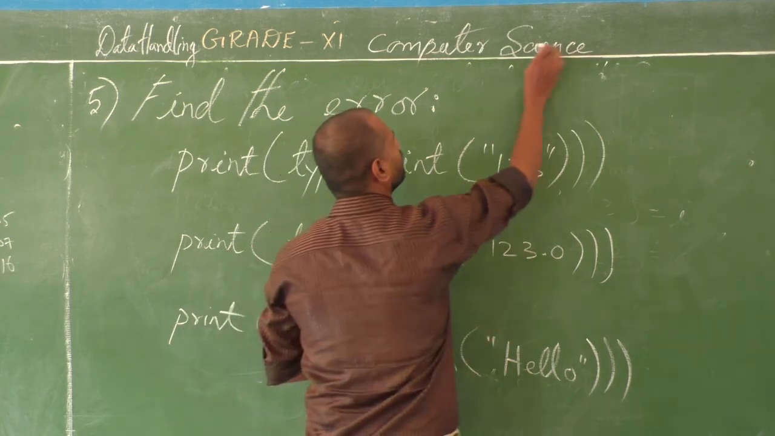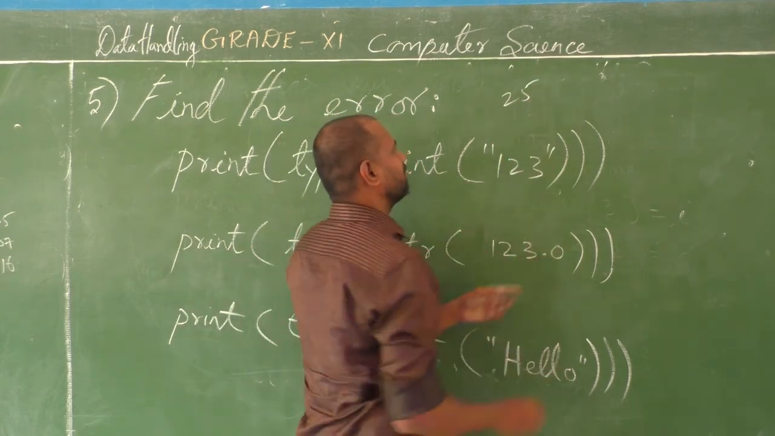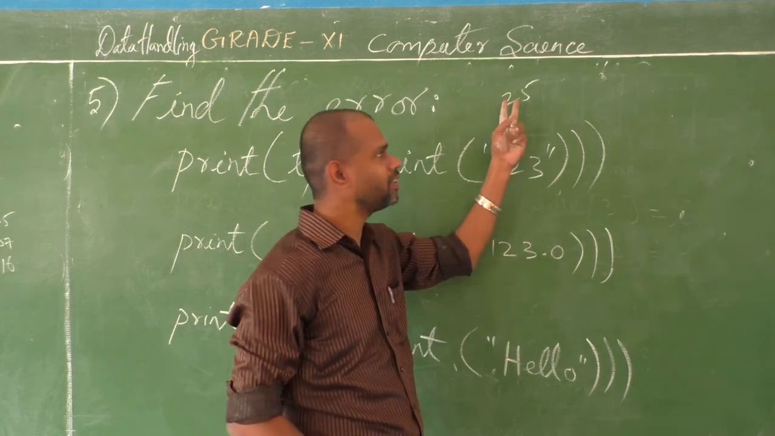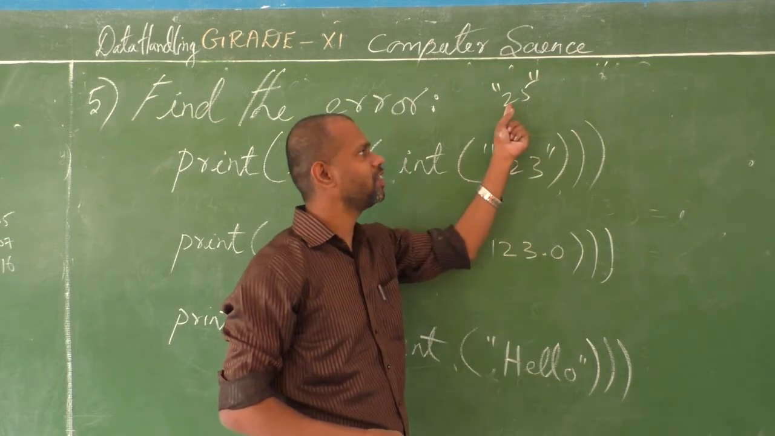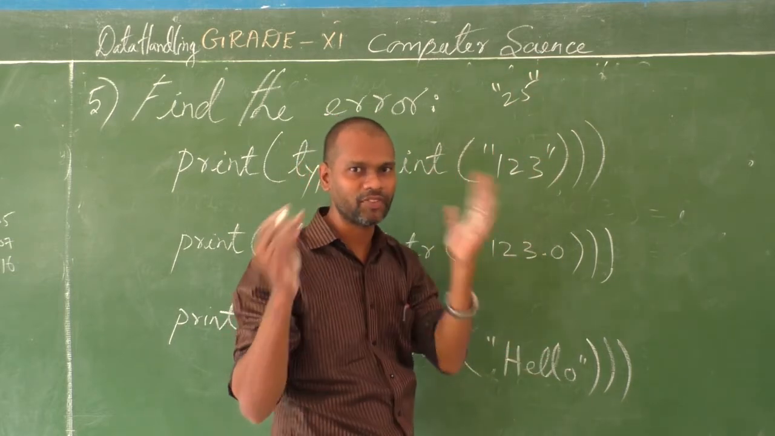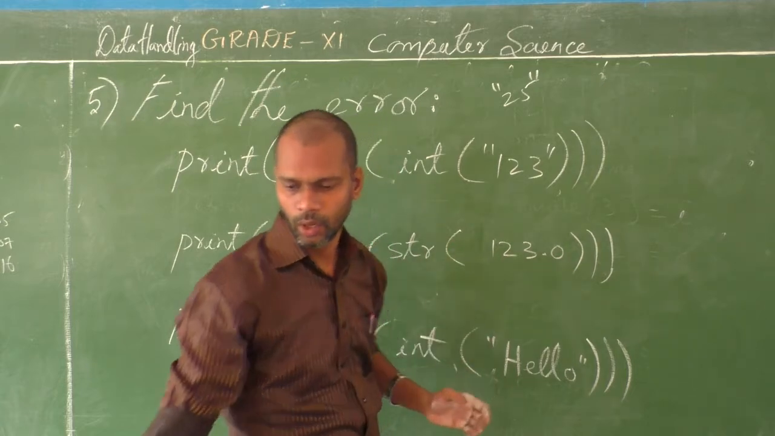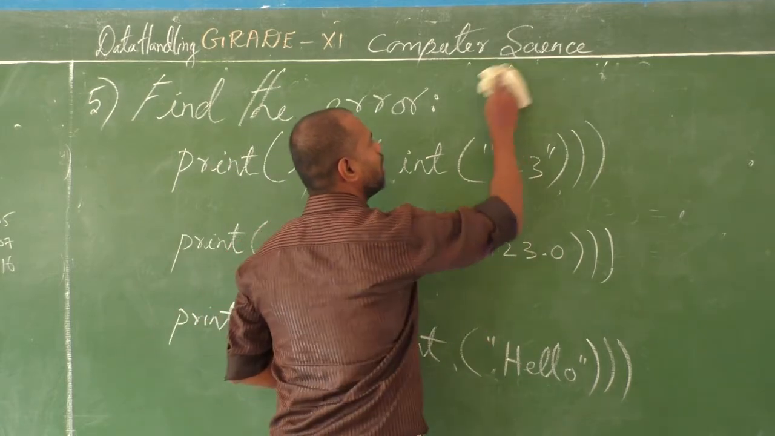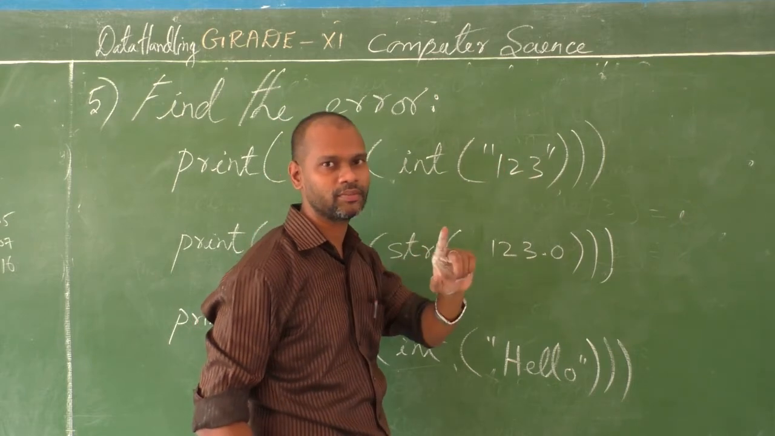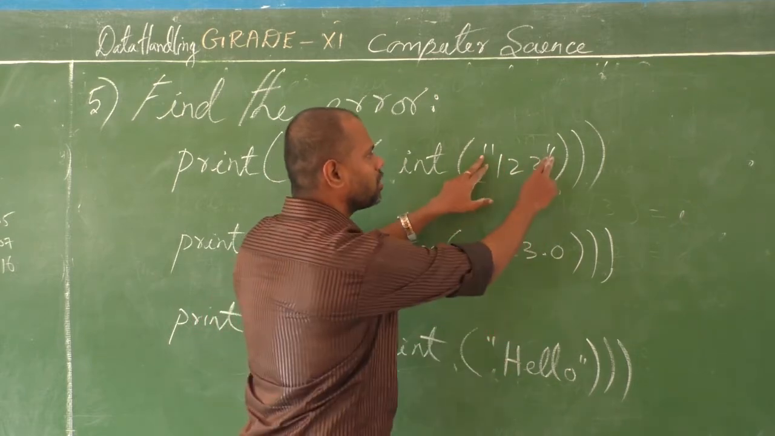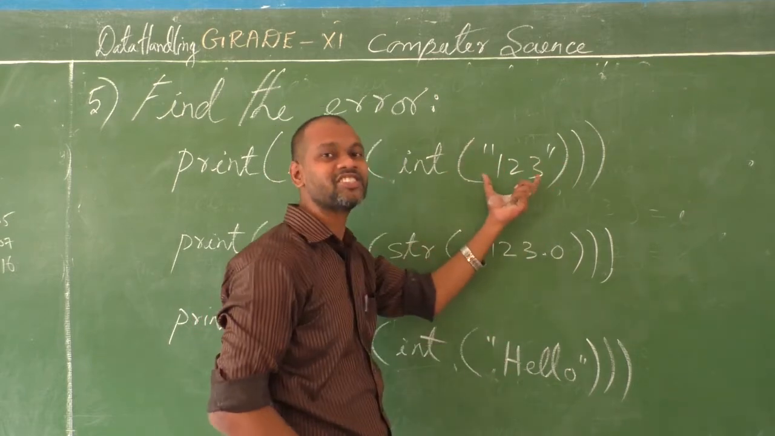See, 25 is an integer number. It's a number. But now this is a string. It is not a number. Understand the difference between the string and number? So listen, now this 1, 2, 3 is a string or number? You say, yes. Because of these double quotes, this is a string.